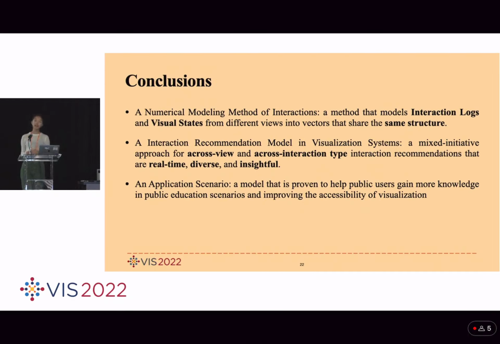So what we can take away from all of this includes the following 3 aspects. First, we propose a method that models interaction logs from different views and interaction types into vectors that share the same structure. Second, we propose a mixed initiative approach for across-view and interaction-type recommendations that can provide real-time, diverse, and insightful recommendations. Thirdly, our approach is proven to effectively help public users gain more knowledge in public education scenarios, thereby improving accessibility.